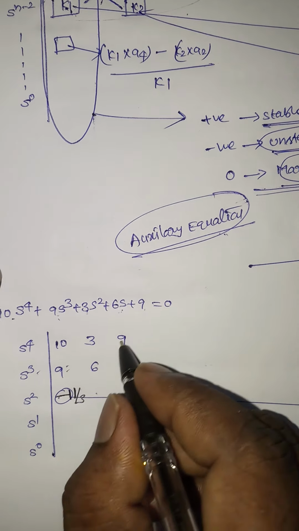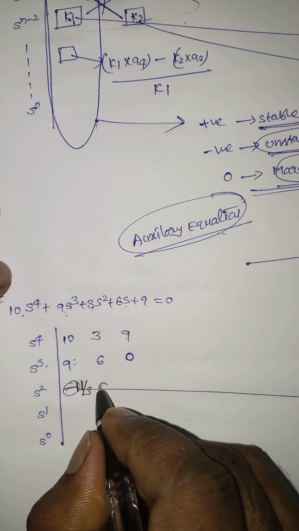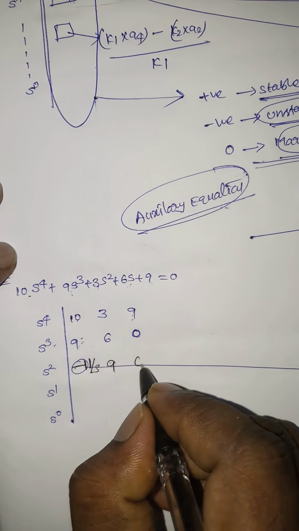For this element, this one minus this one: 9 into 9, 81, minus 0, divided by 9. So this becomes the element itself, and it is 0.